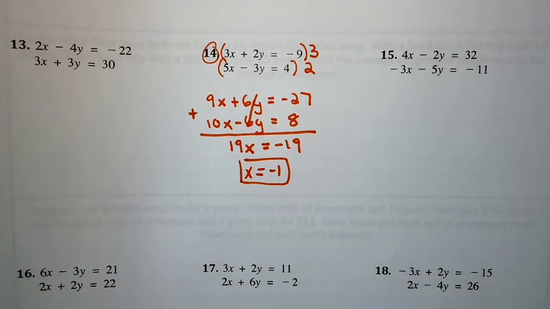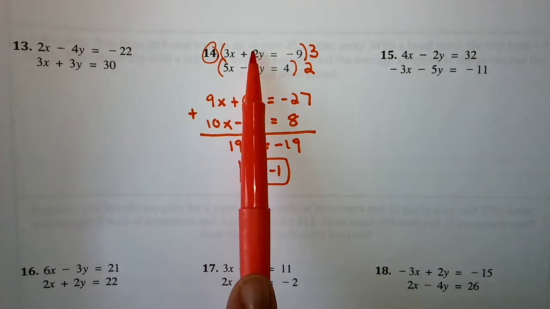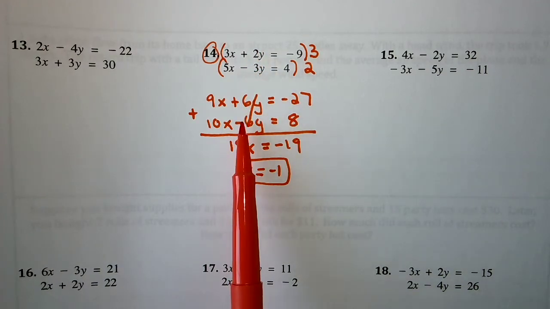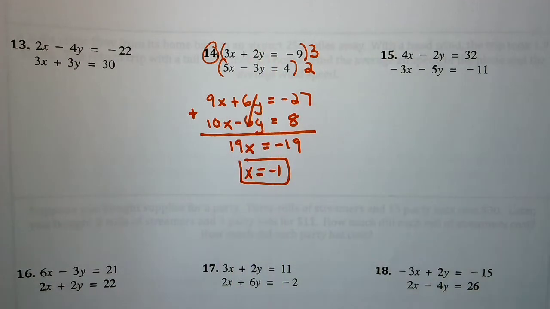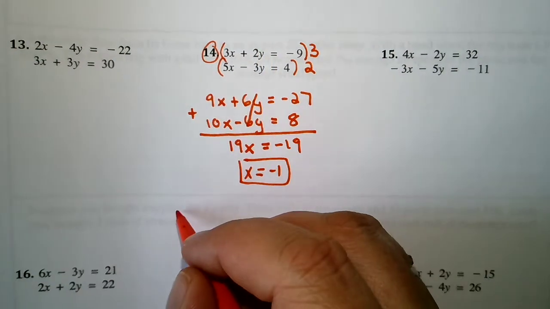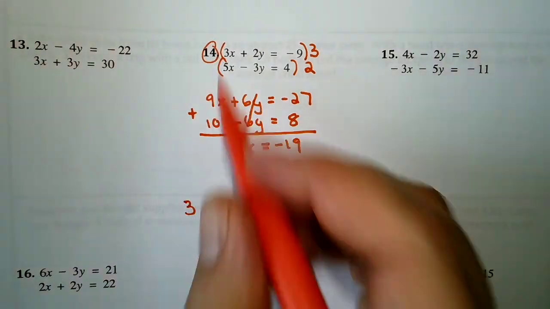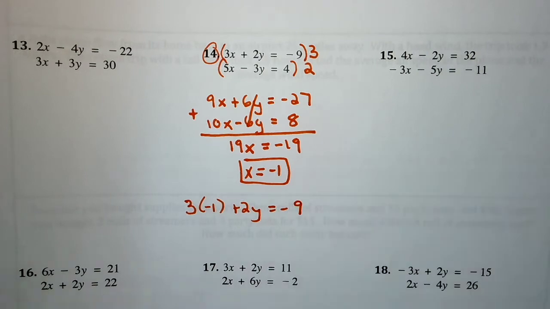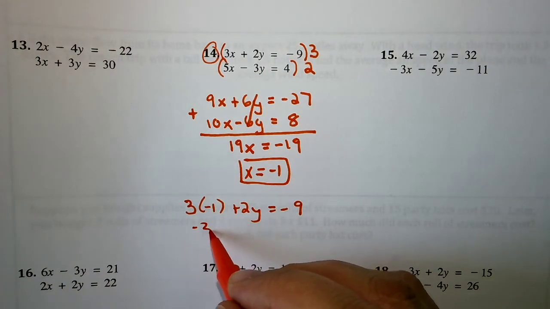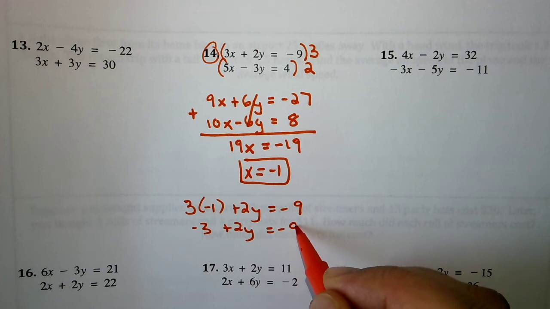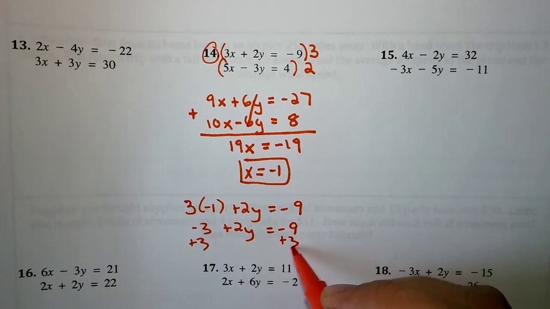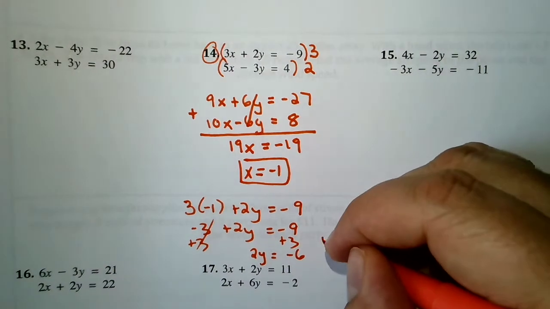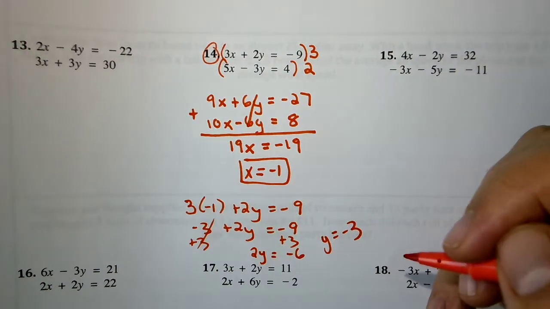So now when you are solving for y, you can choose the first equation, the second equation, you could even choose the third one or the fourth one. I'm going to go ahead and choose that very top one. So 3 times my x value, -1, plus 2y equals -9. So -3, so add 3, so 2y equals -6, so y equals -3.